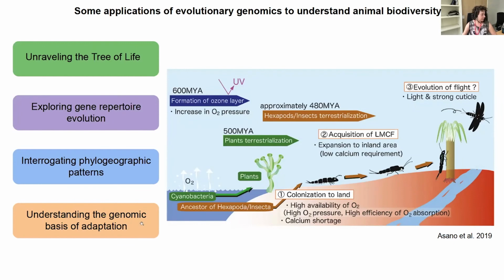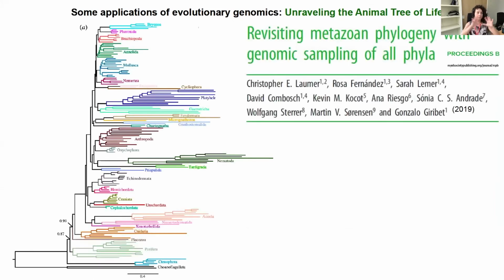Since Isabel already talked a little bit about this fourth type of question, understanding the genomic basis of adaptation, today I'm going to give you just a few quick examples of studies tackling these three other types of questions: unraveling the tree of life, exploring gene repertoire evolution, and interrogating phylogeographic patterns. So the first story is actually about the whole animal tree of life. So this is a paper that we published a couple of years ago.